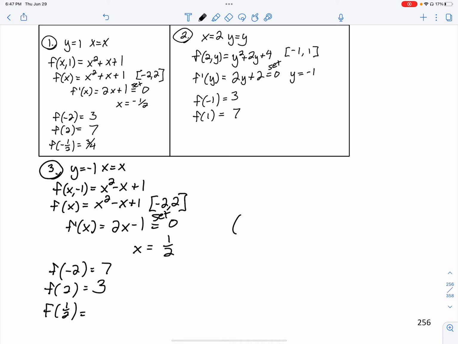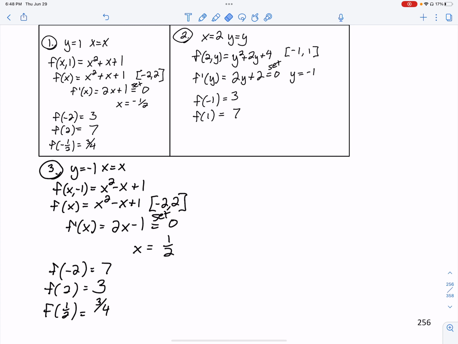And then for the half, I'm going to write down 1/2 squared minus 1/2 plus 1. I got 1/4 minus 1/2 plus 1. You can use a calculator if you need. I got 1/4 plus 1, so this is 3/4. All right, so we have those critical points.